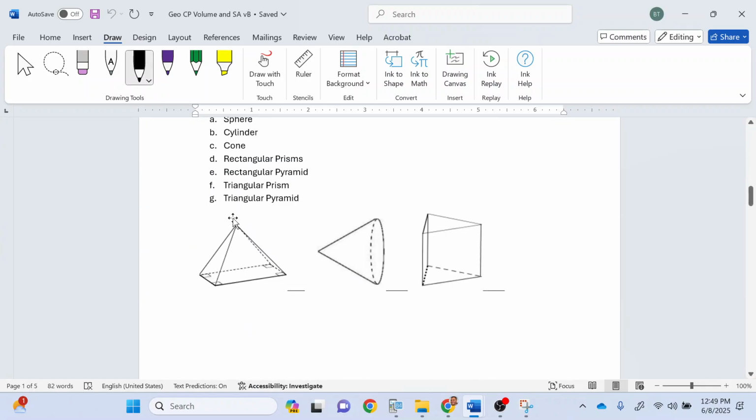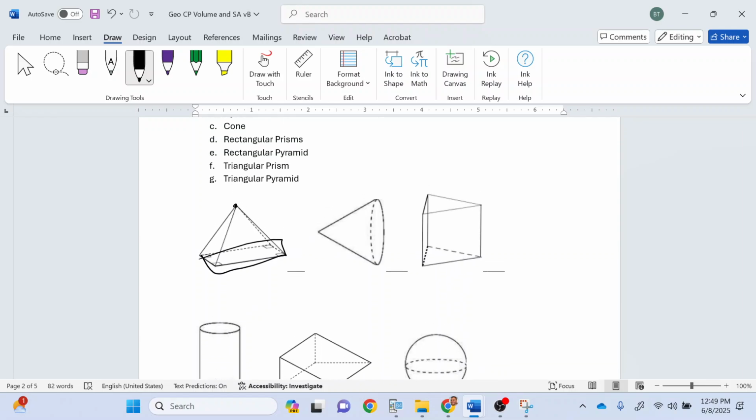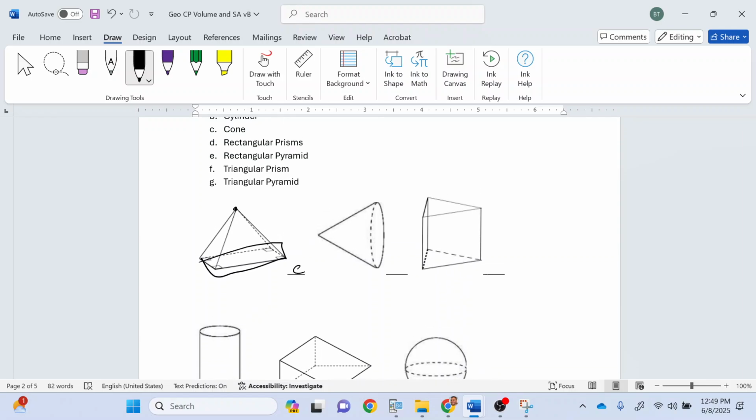A pyramid hits at one point, and the bottom of the shape is called the base. So even though I don't think I asked a question to name them, in this case, this is a rectangular pyramid because the rectangle is on the bottom, but it's a pyramid because it hits all at one point. When you have a circle as a bottom, we have a special name for that. It's not a circular pyramid, it's called a cone. So that was a cone.